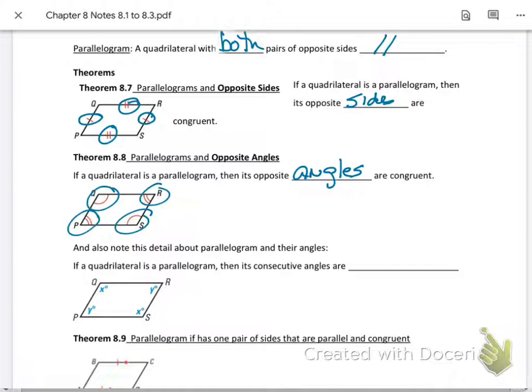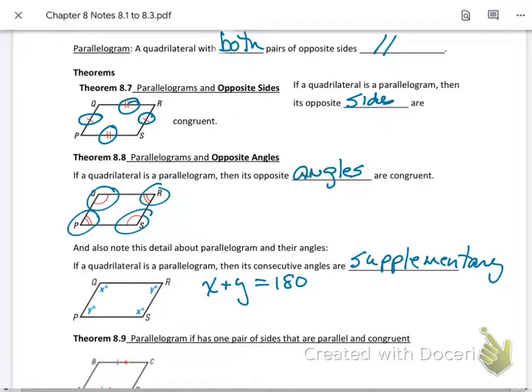Also note this detail about parallelograms and their other angles. If a quadrilateral is a parallelogram, then its consecutive angles, the angles that are in a row, are supplementary, which means that they sum to 180 degrees.